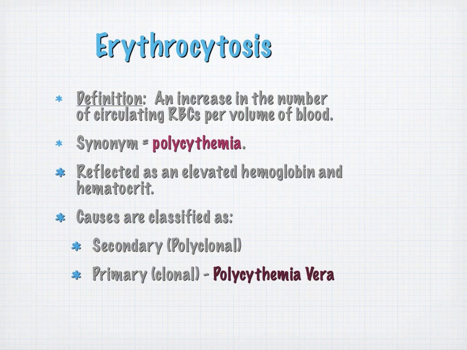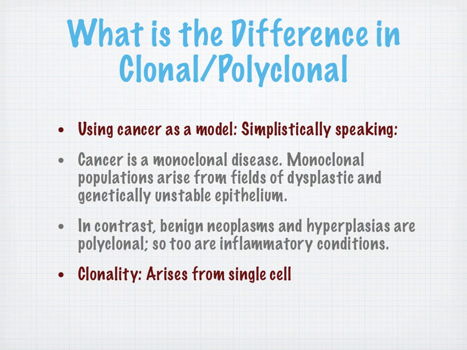All right, and the causes of erythrocytosis are primary and secondary. Primary would be the clonal Polycythemia vera, and secondary would also be called polyclonal. And we'll talk about what primary versus secondary and clonal versus polyclonal means. So using a cancer model, simplistically, we could say that cancer is a monoclonal disease. And if we wanted to say a little bit more about that, we could say that monoclonal populations come from fields of dysplastic and genetically unstable epithelium. And if we contrasted that with a benign neoplasm and a hyperplasia, those are polyclonal, like inflammatory conditions.